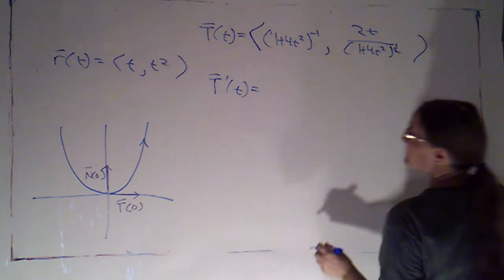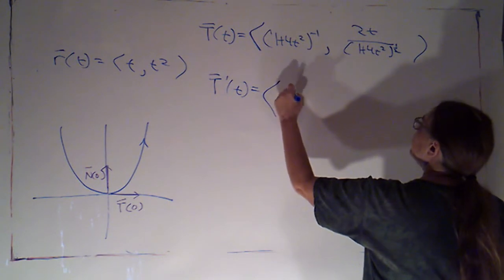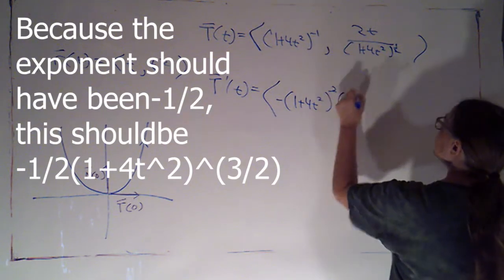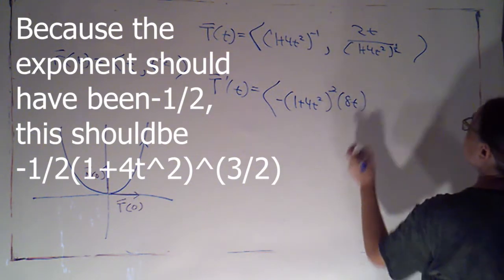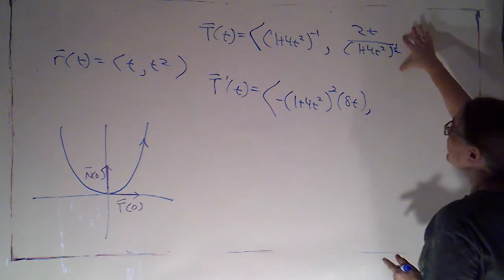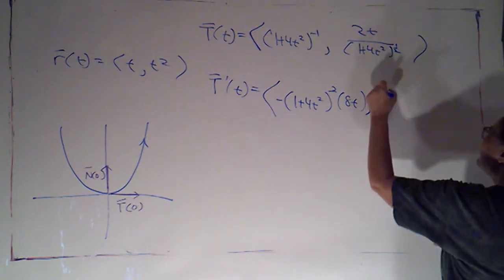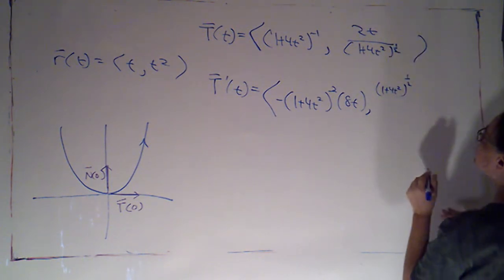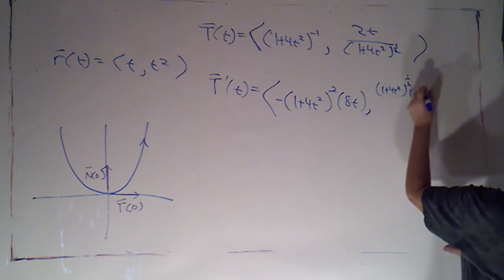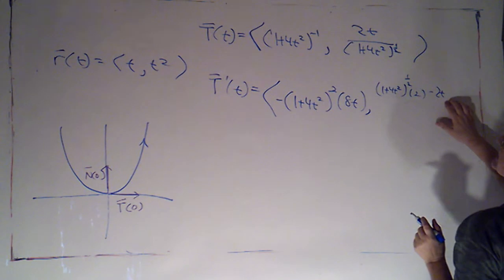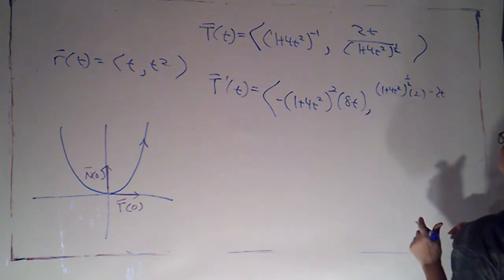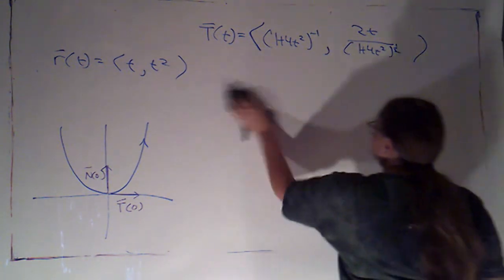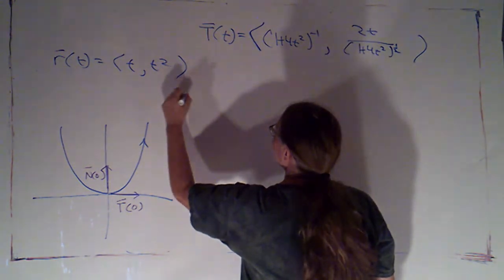T prime of t will be negative 1 plus 4t squared to the negative 2, chain rule, times an 8t. Okay. Let's see. Here we'll use quotient rule. So low, 1 plus 4t squared to the 1/2, D high, the derivative of 2t is 2, minus high, 2t, D low, oh, I'm going to run out of space. Rats. Okay. I'm going to give myself some more room.